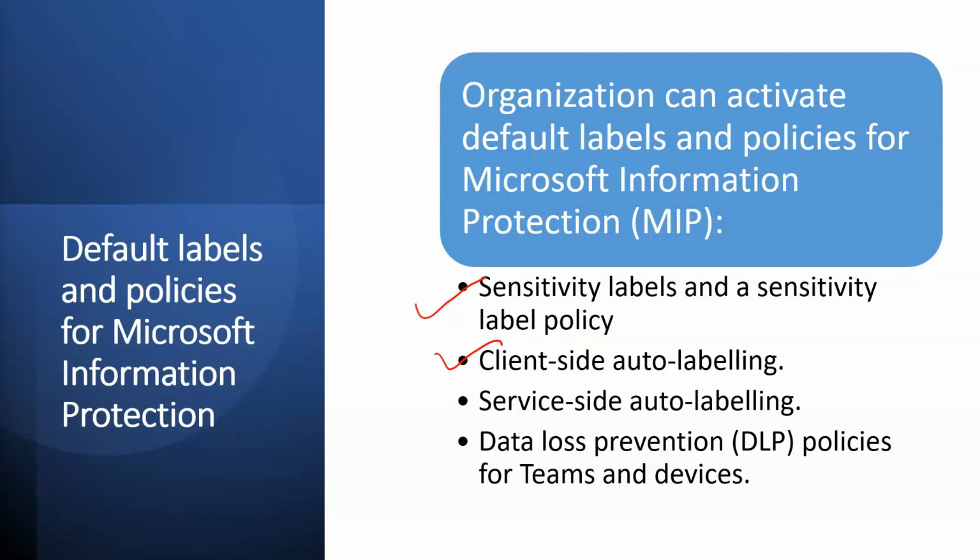The third one is the server-side auto labeling. The server-side auto labeling helps label sensitive documents at rest and emails in transit. Now the last one is the default DLP policies for Teams and devices. The default DLP policies for Teams can detect the presence of credit card numbers in all the Teams chats and channel messages. And the default DLP policies for devices can detect the presence of credit card numbers on the Windows 10 devices that have been onboarded into Microsoft 365 compliance.